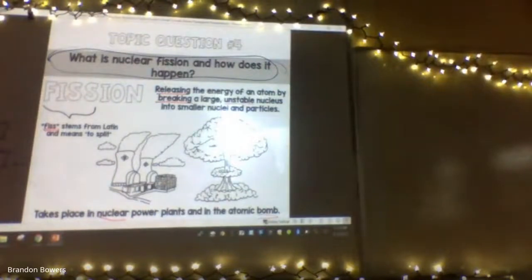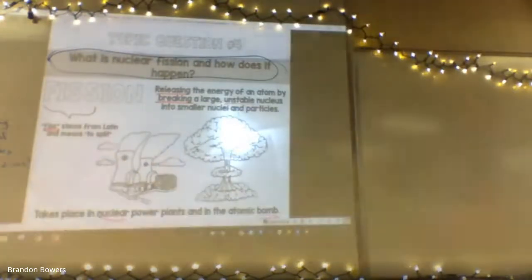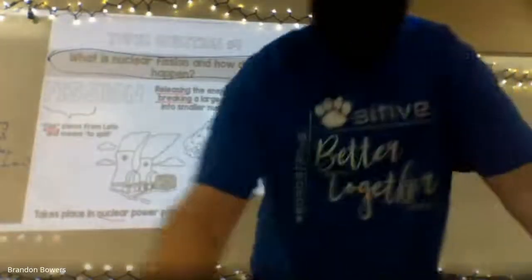All right. Front lights coming on. 3, 2, 1. Back lights coming on. 3, 2, 1. All right. So you guys can put these notes away.